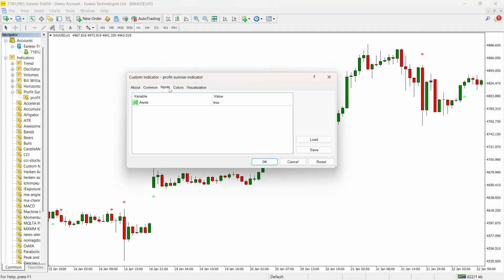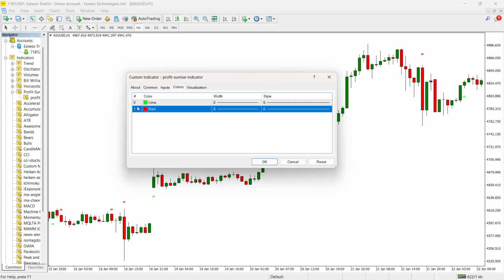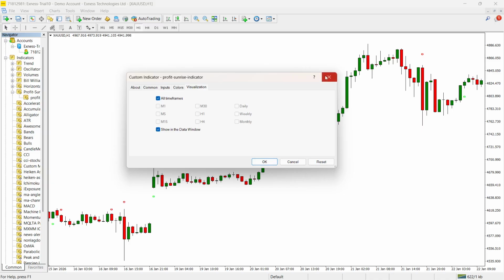As for the settings, let's take a look. So we have the alerts. You can set alerts for when new markers are plotted. We can also customize our colors for the green and red circles. We can trade on our preferred time frames as well.